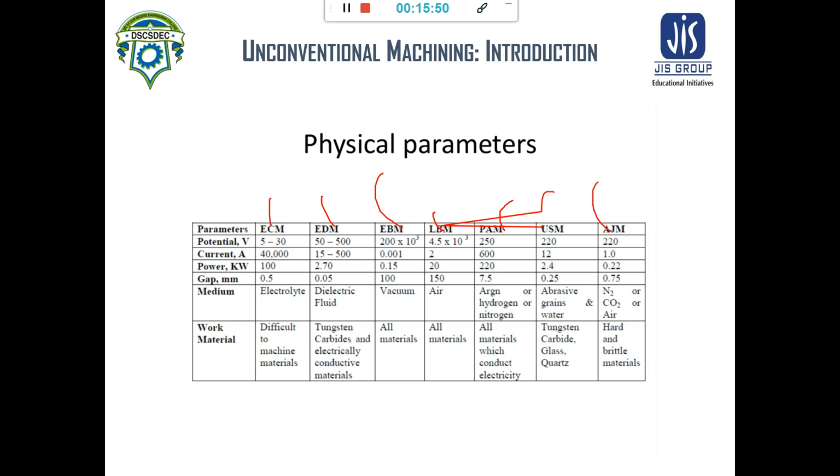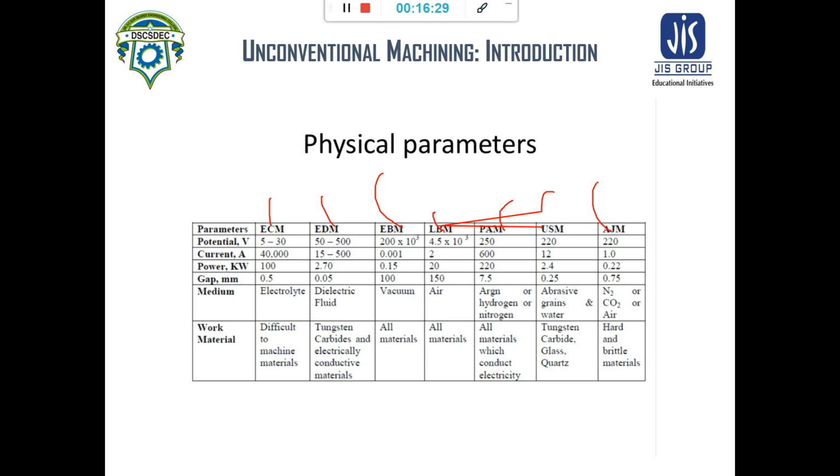So here see the potential or the voltage. As per the voltage available, we can select the process. The potential for ECM is 5 to 30 volt, EDM is 50 to 500 volt, EBM is 200 into 10 to the power 3 volt, and LBM is 4.5 into 10 to the power 3 volt. Plasma arc machining 250, ultrasonic 220, and abrasive jet machining is 220.